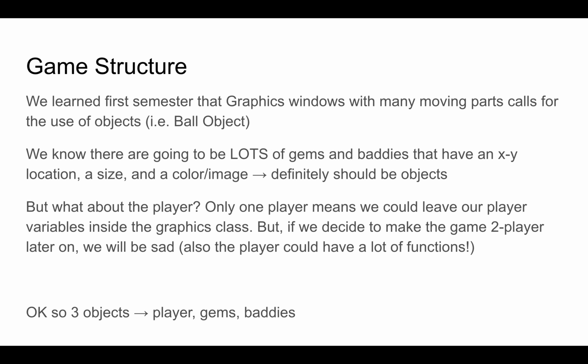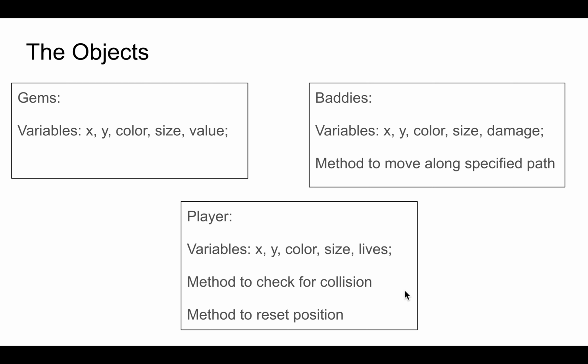Also, the player could have some functions to it as far as what does it mean to reset, what does it mean to collide, and throwing all of that logic into the main part of our graphics game is just not our ideal version of programming. So in order to help keep things separated, we're going to also make our player be an object. So in total, 3 objects: 1 for the player, 1 for the gems, 1 for the baddies. So let's look at what those objects are going to look like.